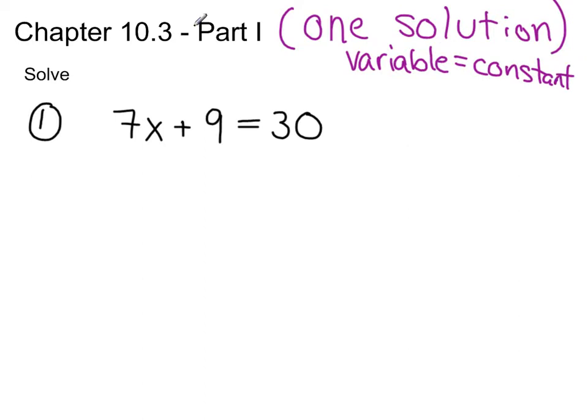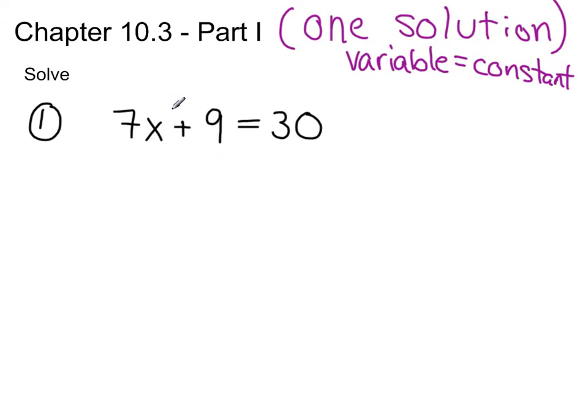And these are the more common solutions we'll see in this course. They're very nice, so we hope for them. If we don't get them, we'll tackle them in part 2 with other types of solutions we have. For this one, we're going to solve 7x plus 9 equals 30.